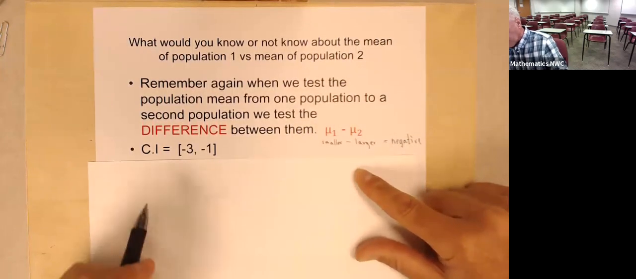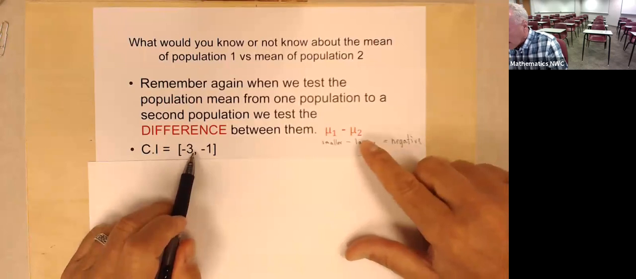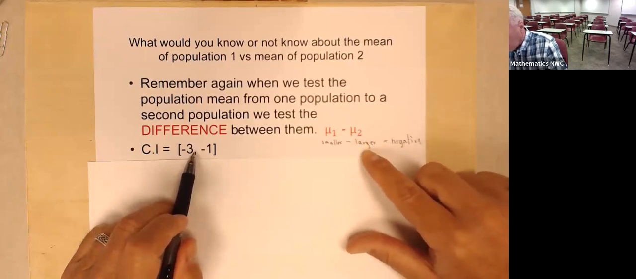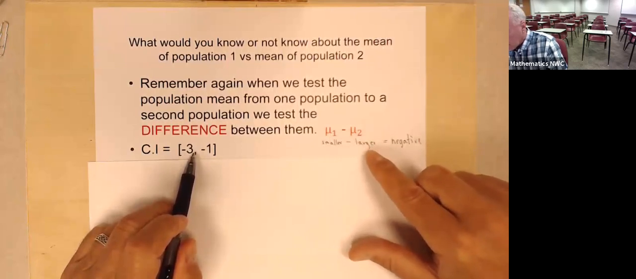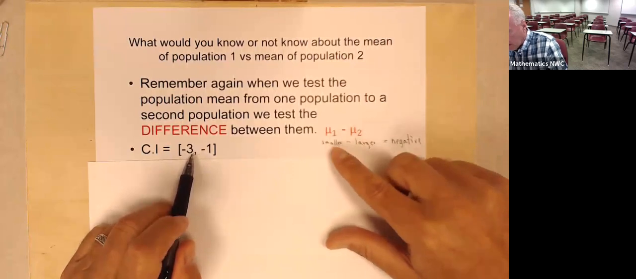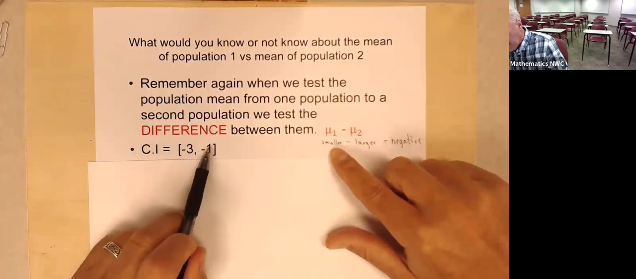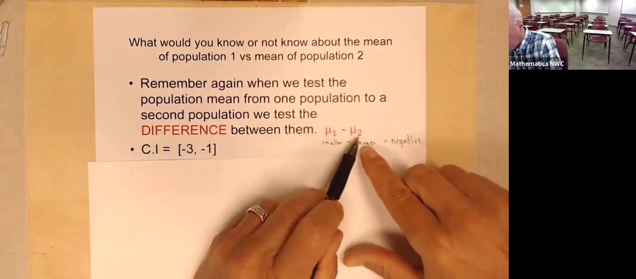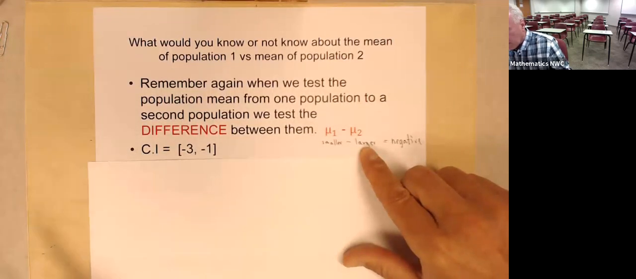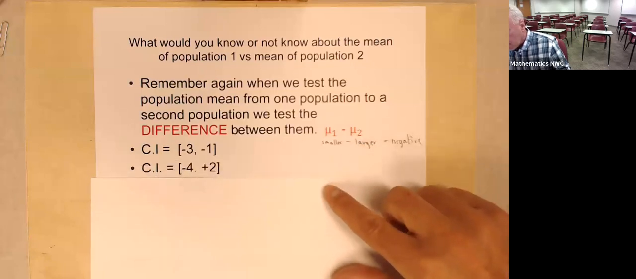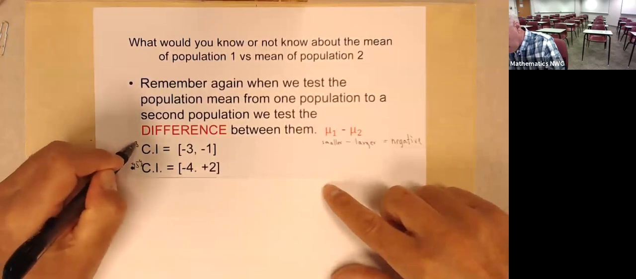So in this example, if the interval is entirely negative, that means that the second population must have a larger average than the first population. The second population must have a larger mean compared to the first population. When it's entirely negative, the second one must be larger. We would be 95% sure of that, or whatever the confidence level. What happens, and I'm going to put a confidence level in here, 95%. I'm just making that up now.